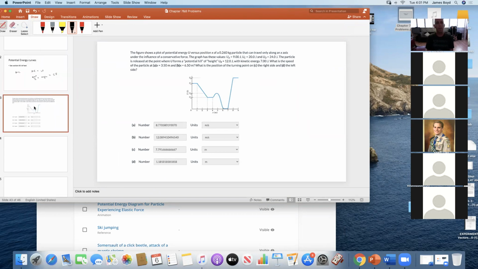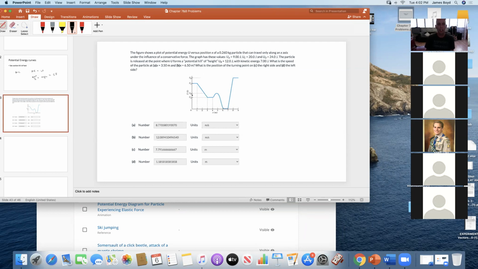So this problem right here is a potential energy graph. And they're saying that this thing starts at 0.26, it's a 0.26 kilogram particle, that it starts at the point UB with 12 joules of potential energy and 7 joules of kinetic energy. I know this is kind of hard to see.